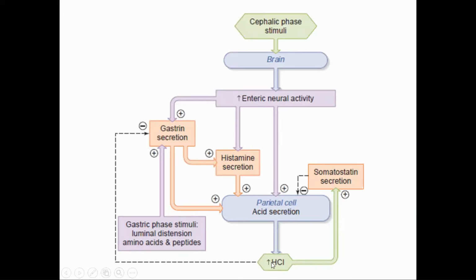Whenever HCl becomes excessive, it will inhibit the gastrin secretion and it will stimulate the somatostatin secretion. So when somatostatin secretion is stimulated, the parietal cell is inhibited. When the gastrin-secreting cell is inhibited, parietal cell secretion of acid is inhibited.